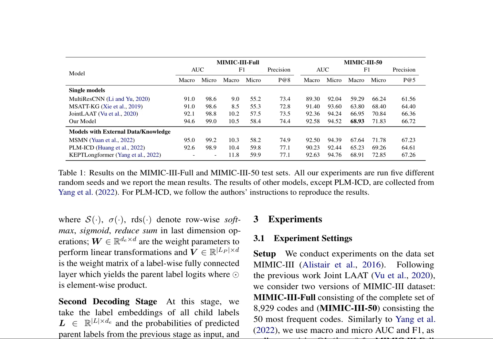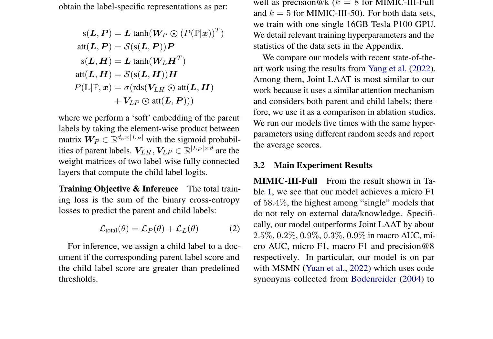The model uses a two-stage decoding process, predicting parent labels first and child labels based on predicted parents. Label-specific representations are obtained through linear transformations and element-wise products. The training objective is a sum of binary cross-entropy losses for predicting parent and child labels. Experiments are conducted on MIMIC-III Full and MIMIC-III 50, using metrics like macro and micro AUC and F1 score, and the authors run their models 5 times with different random seeds, reporting average scores.